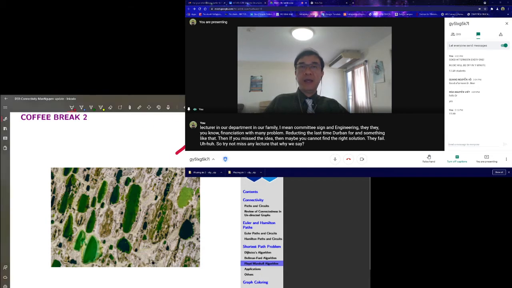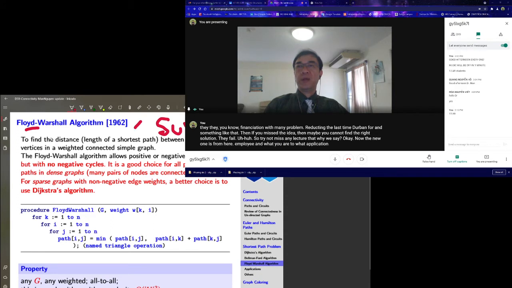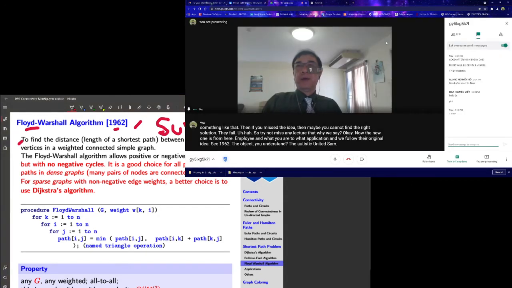Okay, now the new one is from here. Floyd and Warshall are two mathematicians, and we follow their original ideas from 1962. The objectives are the same. We want to find the length of the shortest path.